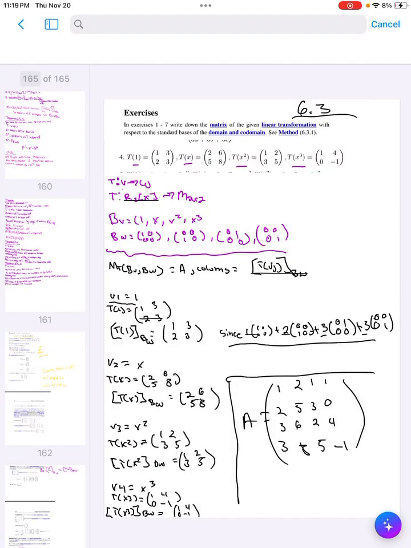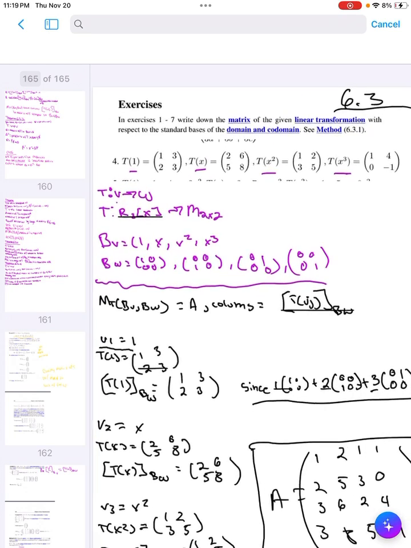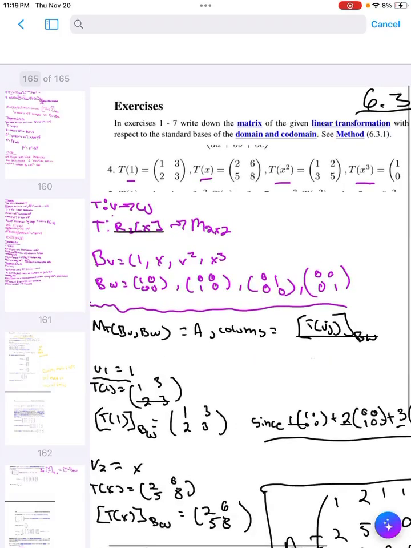So I'm going over number 4 and 6.3. Write down the matrix of the given linear transformation with respect to standard basis, domain, and codomain. So based on what was given on number 4, I can see that it's transforming each standard basis vector of the vector space of polynomials of degree 3 into a 2 by 2 matrix.